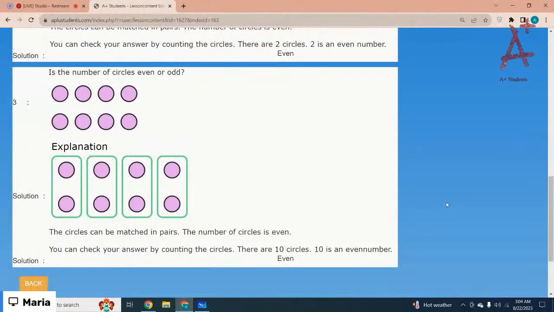Is the number of circles even or odd? So the circles can be matched in pair, right? You can check your answer by counting. There are 1, 2, 3, 4, 5, 6, 7, 8 circles, right? So 8 is an even number. Let's just start with the practice questions.